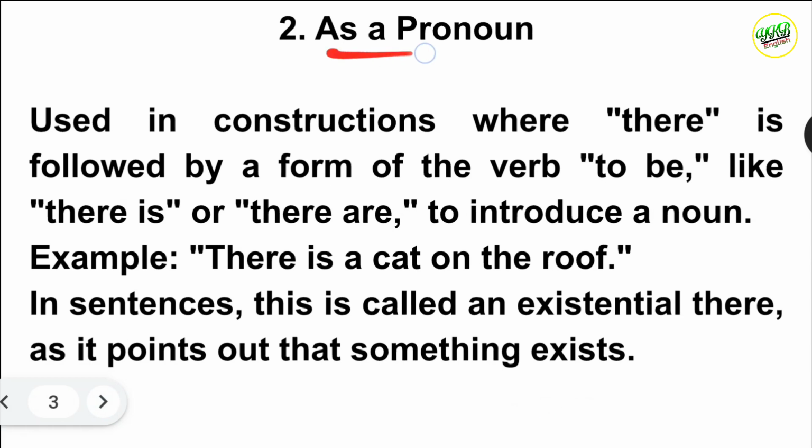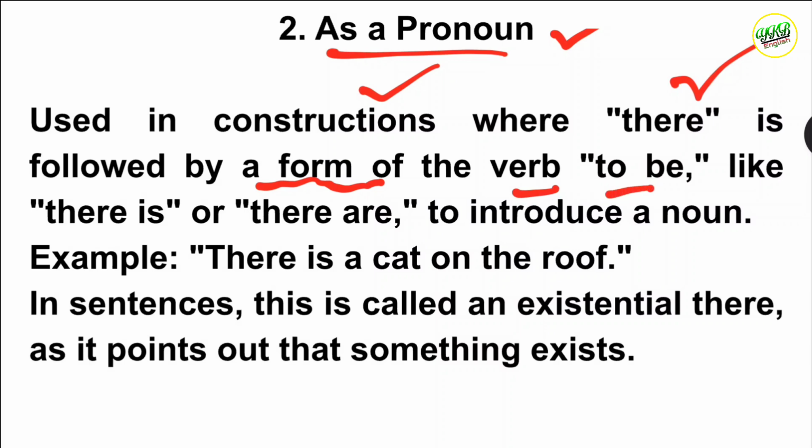The next rule is as a pronoun. You can use "there" as a pronoun, used in constructions where "there" is followed by a form of the verb to be, like there is, there are, there was, to introduce a noun. So we can use "there".